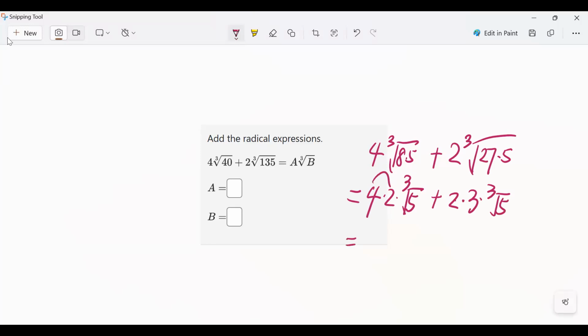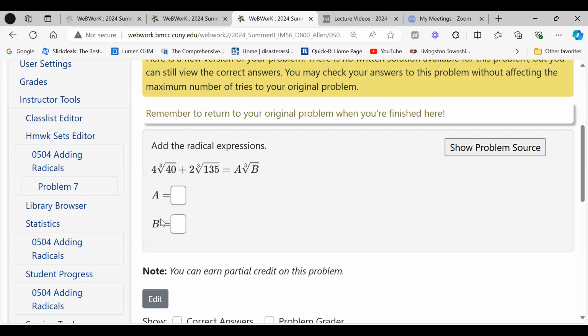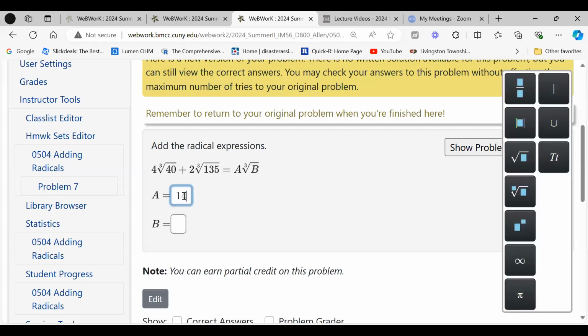So multiply, then you get 8 cube root of 5 plus 6 times cube root of 5. Now they're like terms, so combine them: same number, same index. So 14 cube root of 5. So A is 14, B is 5. So we finish this section here, 14 and 5.